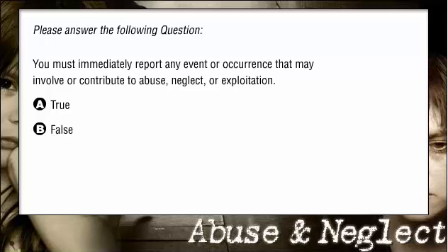Question. You must immediately report any event or occurrence that may involve or contribute to abuse, neglect, or exploitation. A. True. B. False. Answer. A. True.